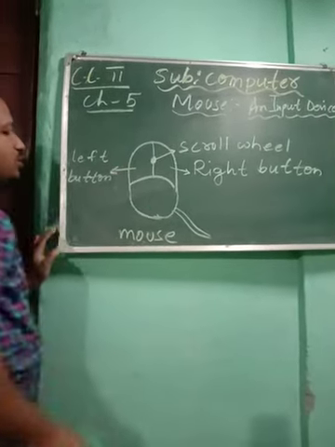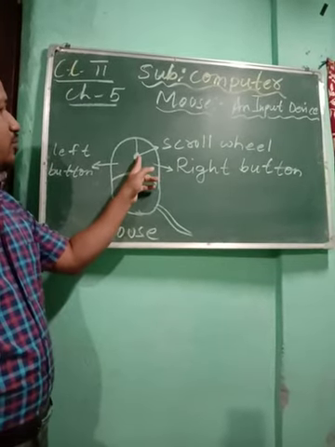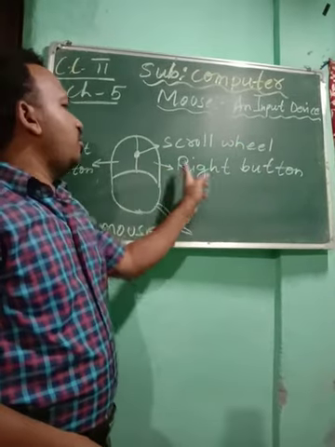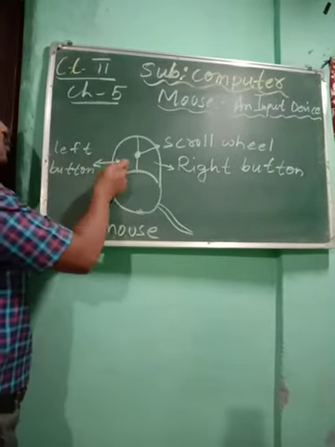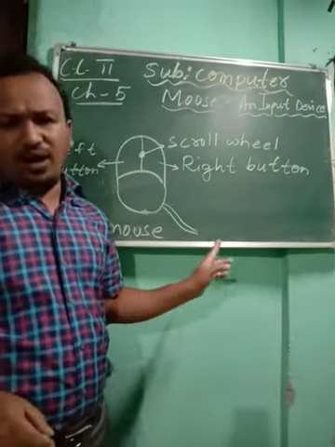So you see a mouse. This is the middle one through which we can scroll. This is called the scroll wheel. This is your right button, this is your left button, and this is your wire.